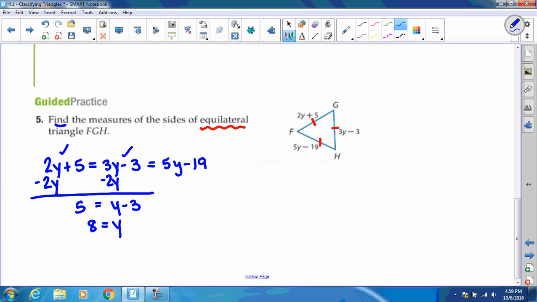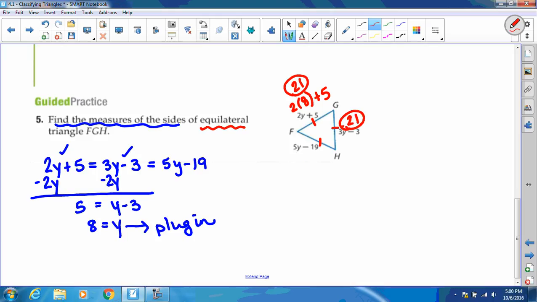And the question said, find the measures of the sides. So I'm going to take my 8 and plug it in to my side measures. So when I plug in 8 here, I have 2 times 8 plus 5. So 16 plus 5 would be 21. And then essentially this should work for all of them if we did it correctly. So if I did 3 times 8 minus 3, that's also 21. And then your last one should also be 21. So your side measures would be 21.